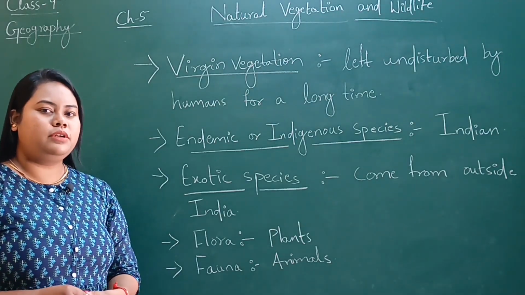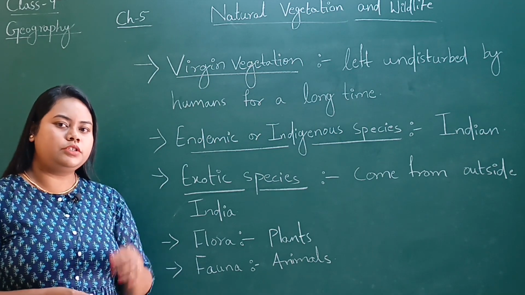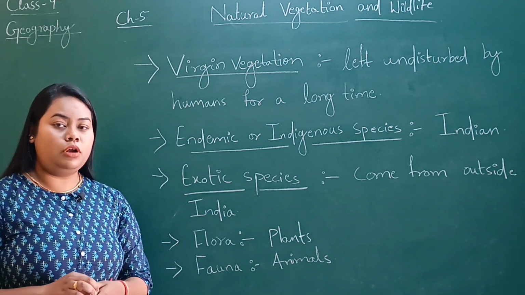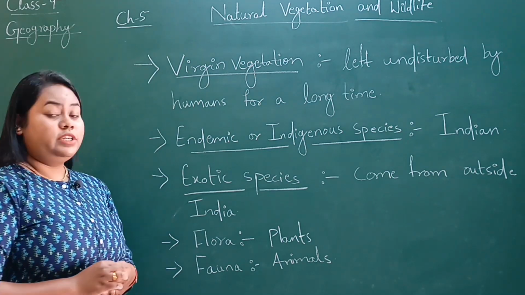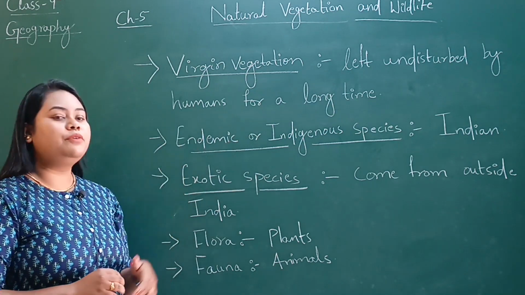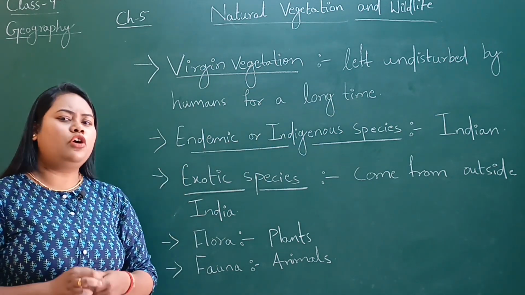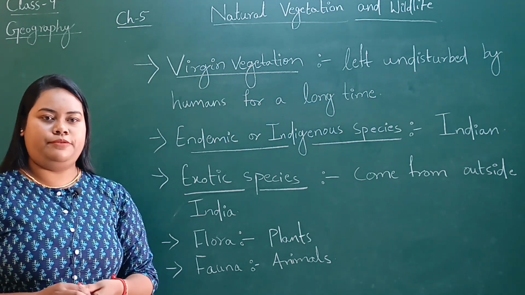Now we will proceed to our next topic, and that is virgin vegetation. Virgin vegetation also refers to plant communities, but not all plant communities are virgin vegetation. Virgin vegetation is left undisturbed by humans for a long period of time and not yet introduced to us, and it grows only in our forest wildlife.